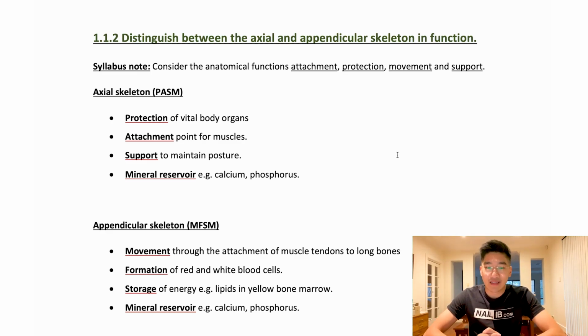The appendicular skeleton is involved in the formation of red and white blood cells. It serves as a storage for energy. For example, it stores lipids in the yellow bone marrow, which is when we break down the structure of our bones, we'll see where the yellow bone marrow sits. And all you really need to know here is that the bone can be used to store lipids, or what we call fats. And again, as with the axial skeleton, the appendicular skeleton, because it's all made of the same material, is a mineral reservoir for calcium and phosphorus.